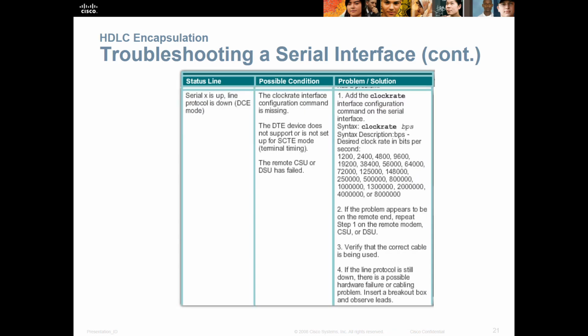If the serial is up but the line protocol is down, the clock rate interface configuration command is missing. On the other end, verify that clock rate is issued and make sure that the clock rate is set to the appropriate speed.